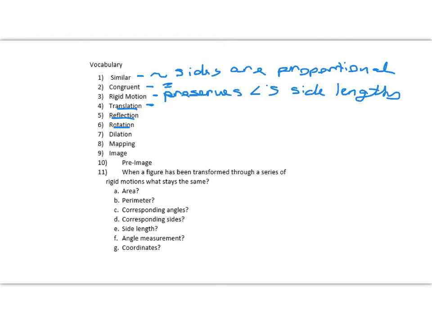Okay, now remember that a translation is like skating. So a translation is just a rigid motion where it has been moved along a vector. Don't forget, a vector has magnitude and direction. Magnitude meaning a length, direction meaning which way it's going.